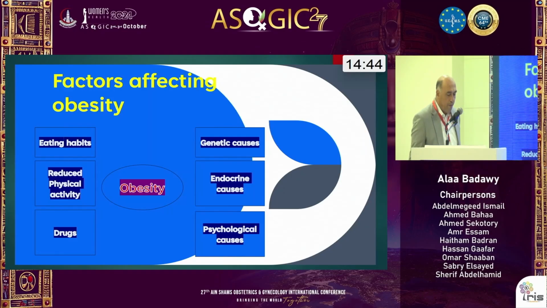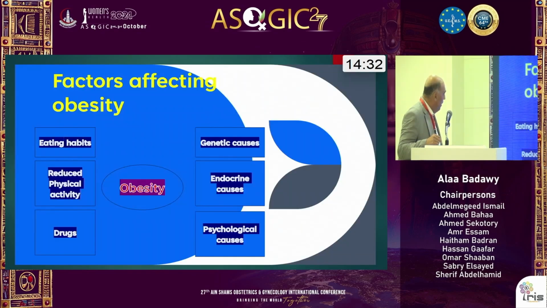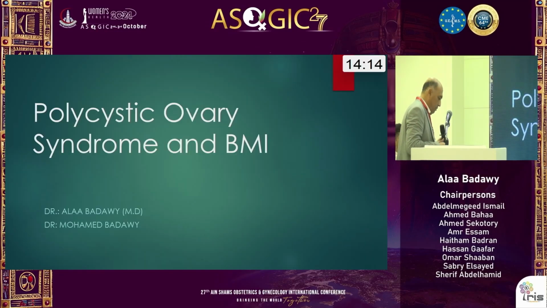As you all know, factors affecting obesity are generally eating habits, reduced physical activity, and drugs. These we can intervene with. Other causes like genetic causes or endocrine causes are sometimes very difficult to deal with. Psychological causes maybe. Polycystic ovary syndrome and BMI.